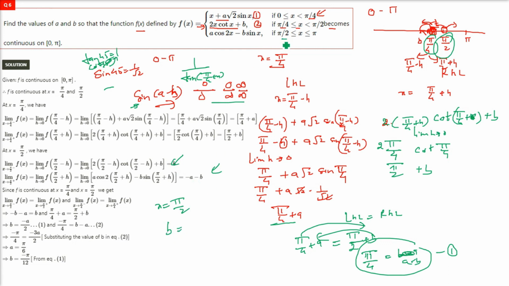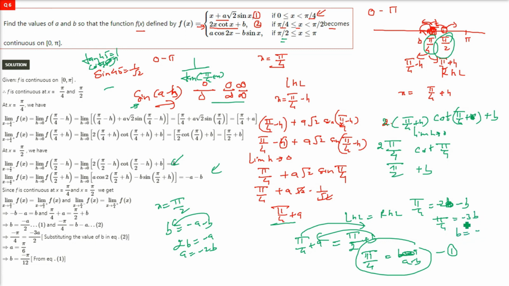For x equals pi by 2, the left hand limit and right hand limit have come as b and minus a minus b, which I am equating. So 2b equals minus a. It will be a equals minus 2b. So a equals minus 2b here. Now put it here in pi by 4 equals a minus b. This already we have seen. So in place of a, I am replacing it by minus 2b. Minus 2b minus b is minus 3b. So pi by 4 equals minus 3b.